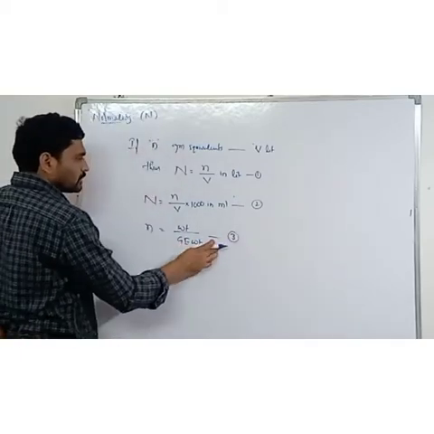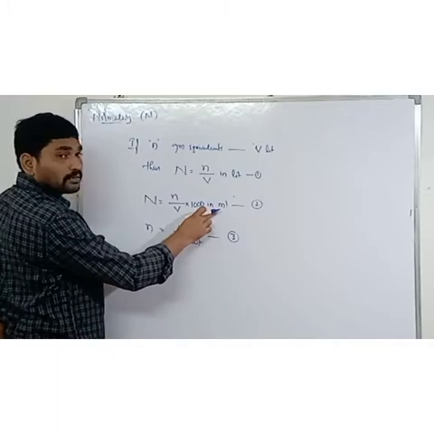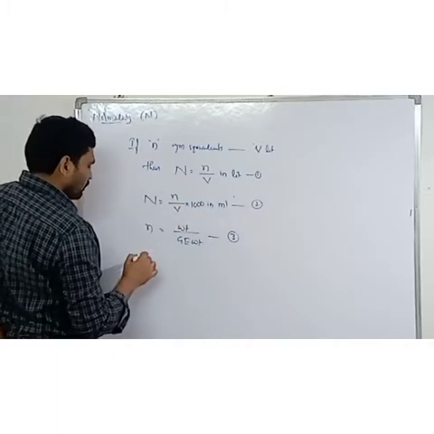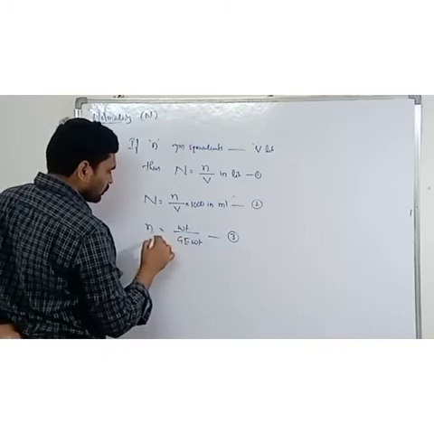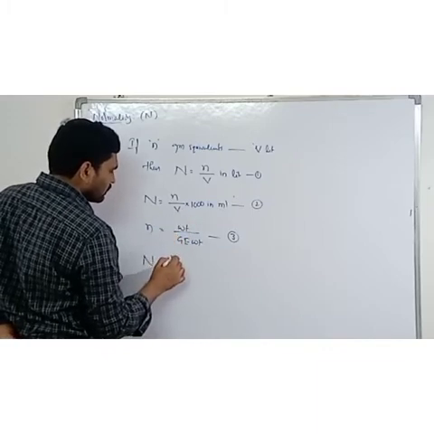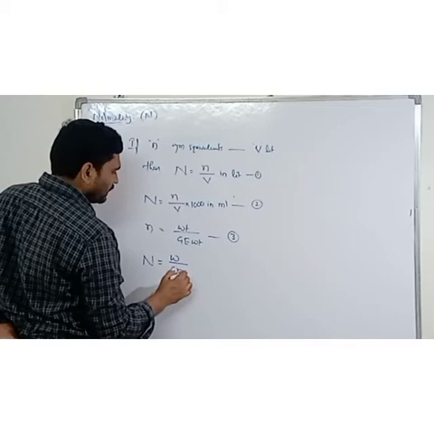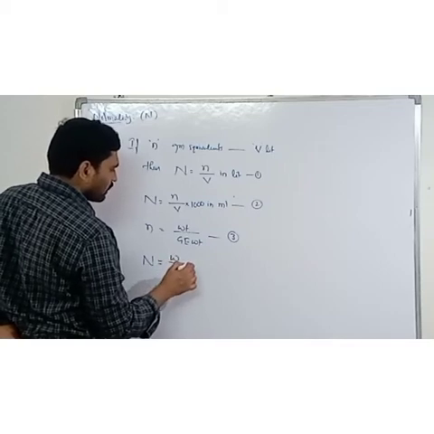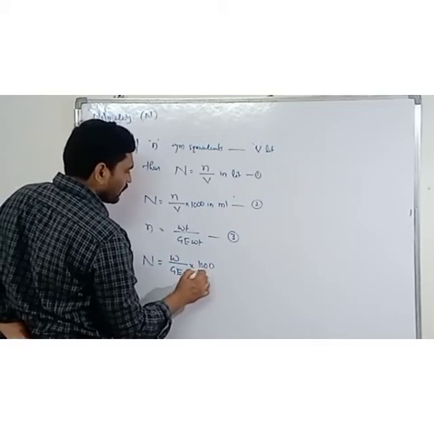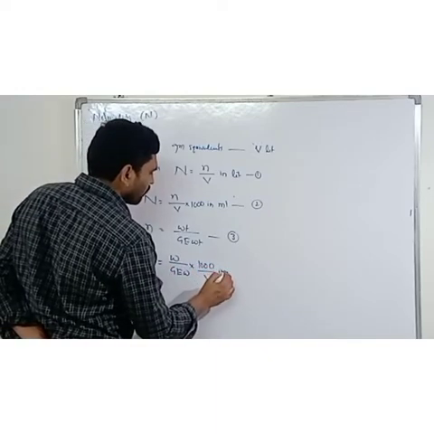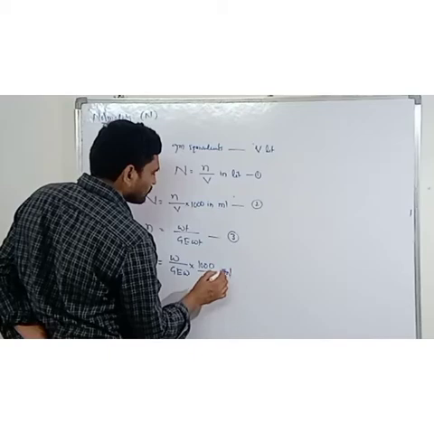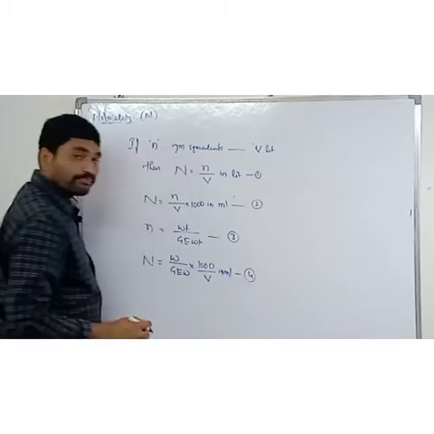The n value from the third equation is substituted in the second or first. N equal to n by V into 1000, so substituting n gives weight by gram equivalent weight, into 1000 by V in ml. It is the fourth equation.